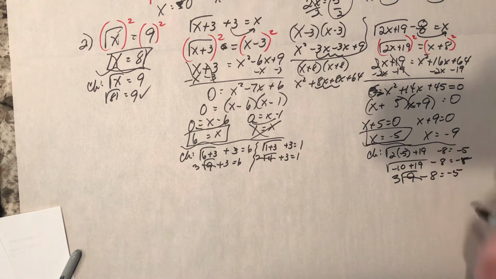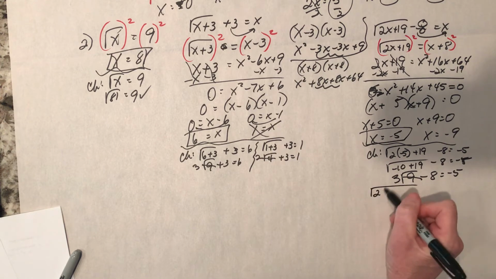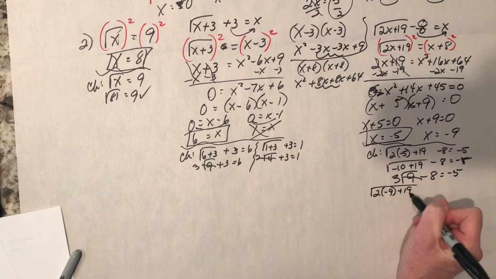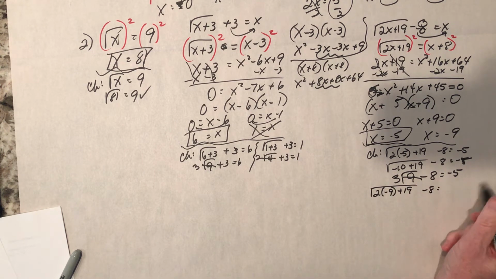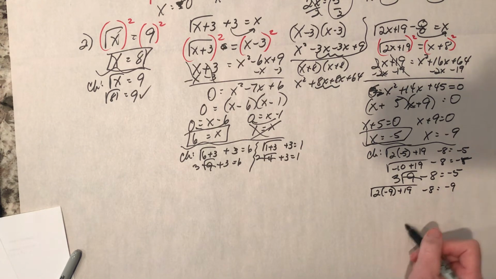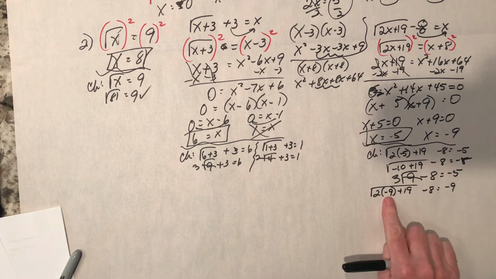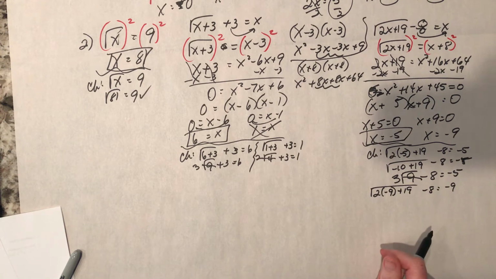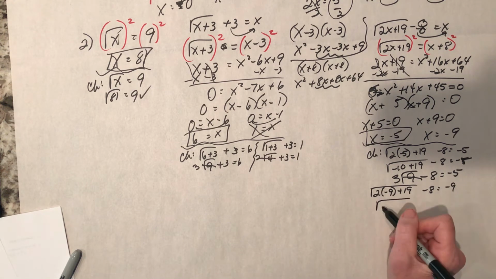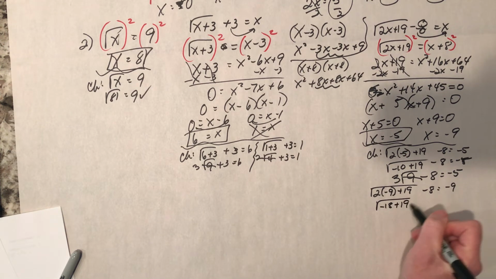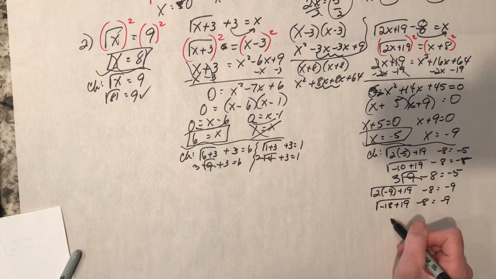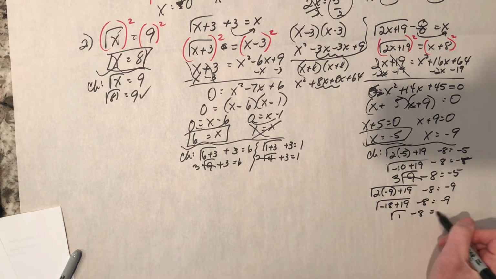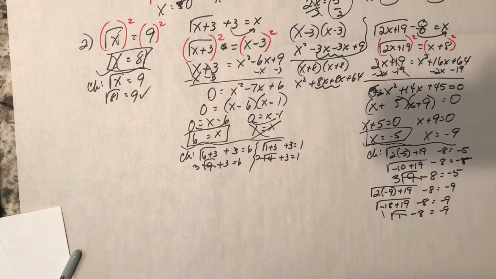Let's check -9. So we've got 2 times -9 plus 19 minus 8 equals -9. Putting in -9 in place of the x's in the original equation. So we've got -18 plus 19. We've got square root of 1. So 1 minus 8 equals -9. Nope, doesn't work. So we keep one answer and lose one answer.